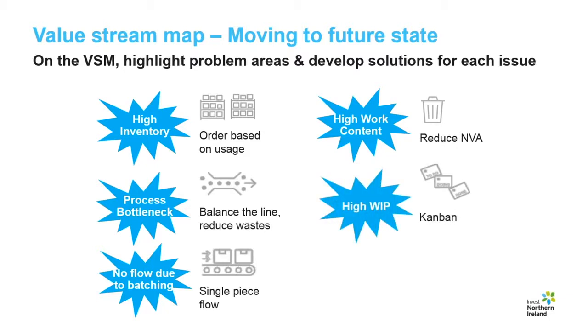If you have an issue with high levels of work in progress or WIP, control the WIP level by introducing Kanbans where the demand to produce is triggered by the customer pulling finished items from the end of the production line.